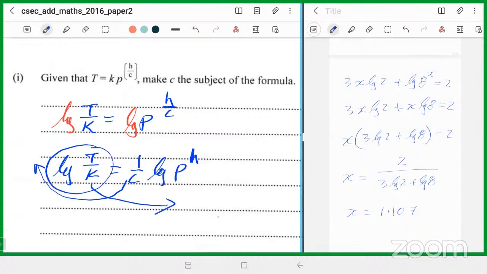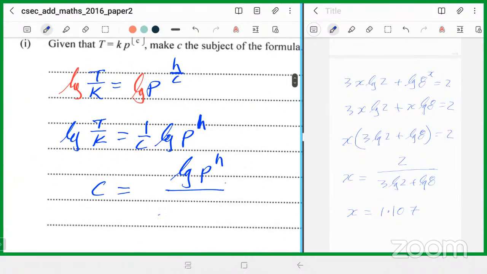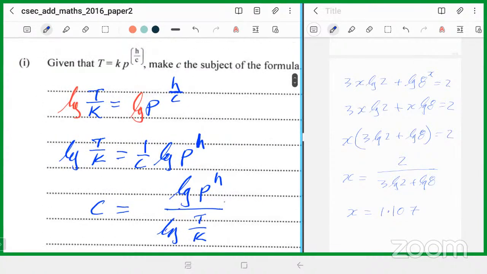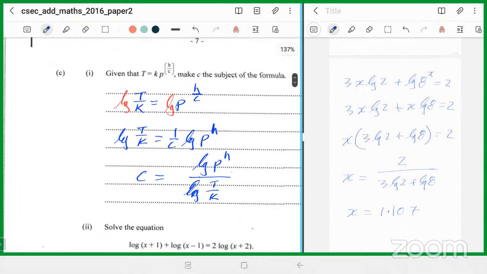Then to make the C the subject, I'm going to multiply out the C and divide all of this under here. And the C will become the subject, like so. The C will become equal to the log of P to the power H divided by the log of T over K. Done. That's it. I don't have to do anything. C is the subject. Do you understand that? Yes, sir. And that's not the only way to express it. Because if I want, I can put the H to the front now. Let me shift it over.